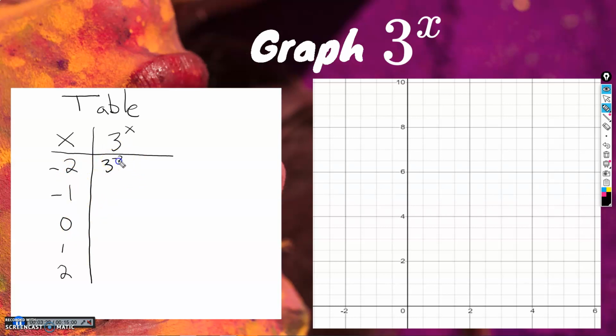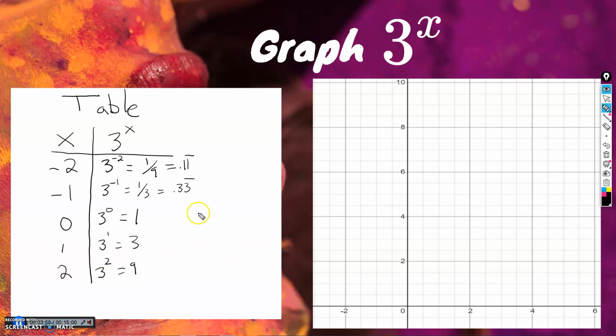So 3 to the -2, this is equal to 1 over 9, or 1 over 3 squared. That's approximately 0.111111111 repeating. -1, that's 3 to the -1 power, which is 1 over 3. That's about 0.33333 forever repeating. 0, that would be 3 to the 0. Anything to the 0th power is 1. 1, 3 to the first power, that would equal 3. 2, 3 to the second power, that equals 9.